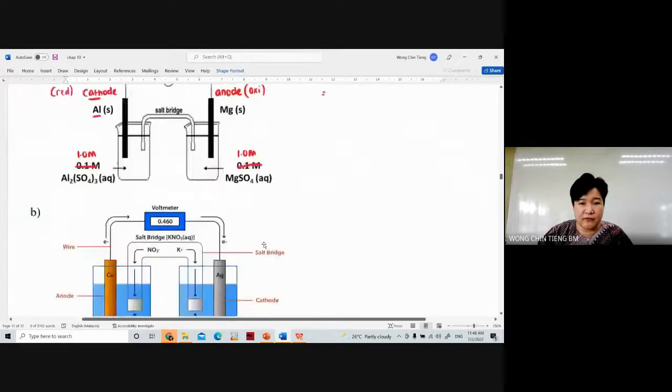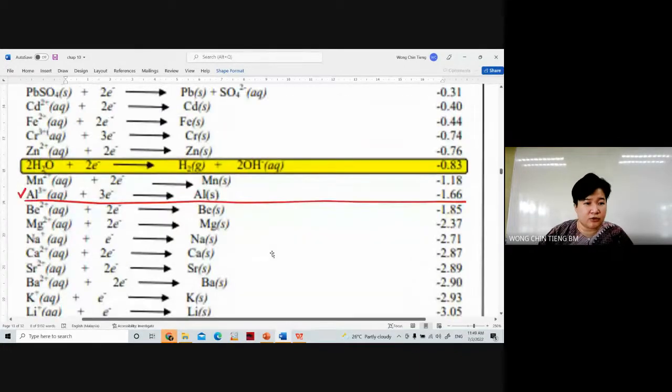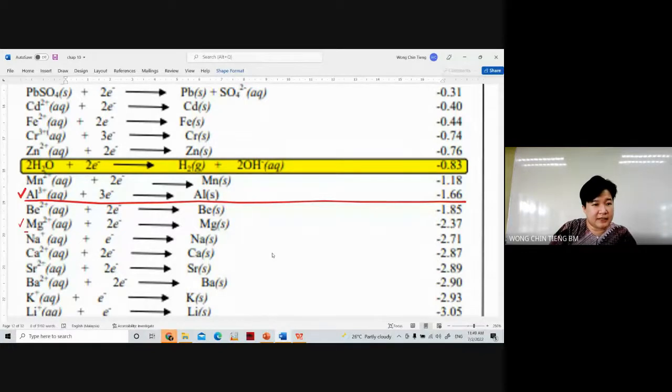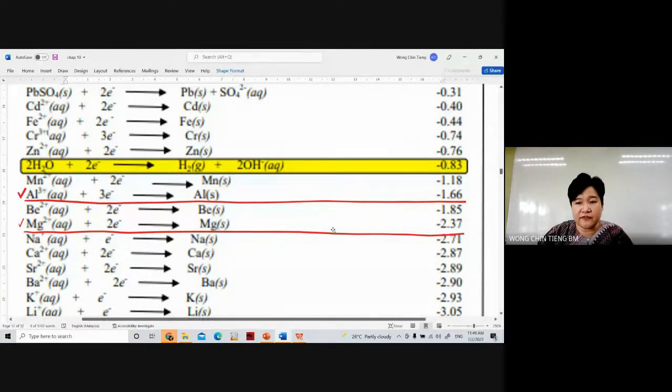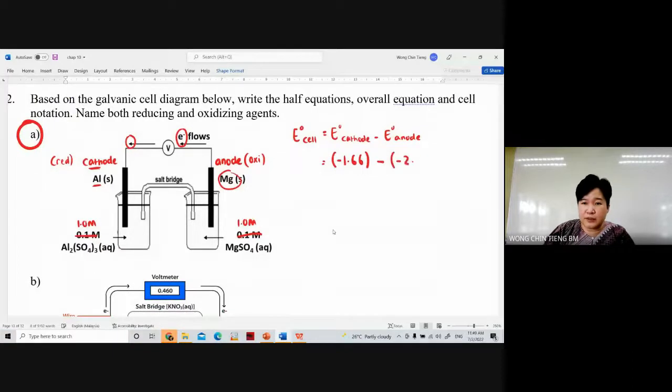So, saya pun masukkan value saya. Value cathode saya negatif 1.66. Okay. Minus anode. Anode saya siapa? Anode saya magnesium kawan-kawan. Alright. Kita pun pergi kat table tu macam biasa. Kita cari magnesium. Magnesium Mg2+ kita jumpa over here. Negatif 2.37. Saya pun ambil lah negatif 2.37. Dan saya nak kamu perasan satu benda je. Kita ambil dan kita kira sekali dengan positif dan negatif sign tersebut.